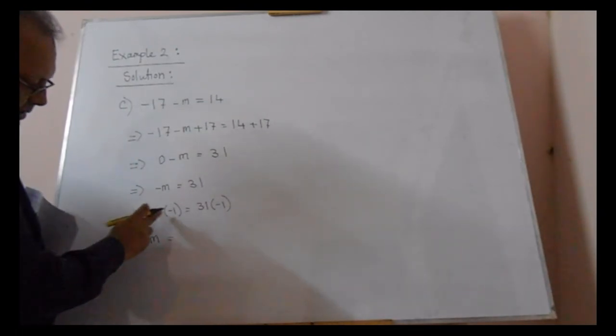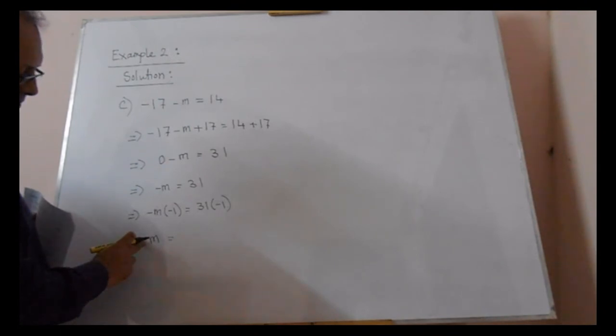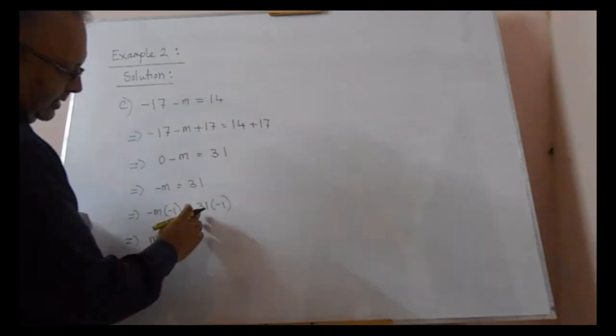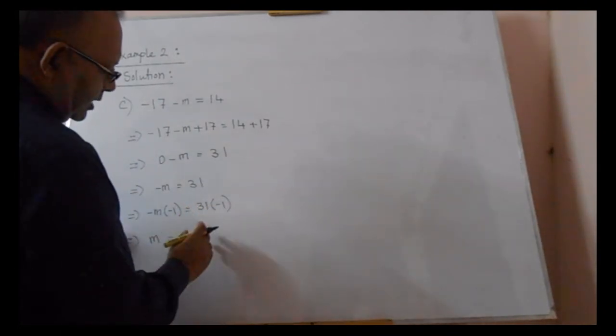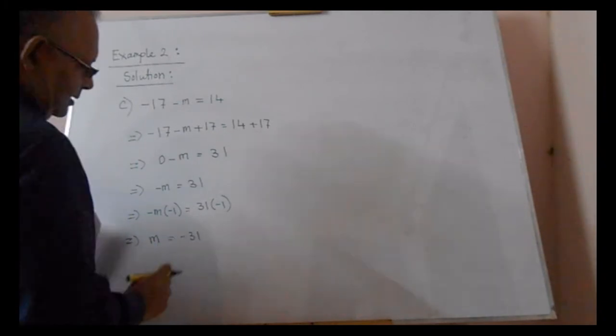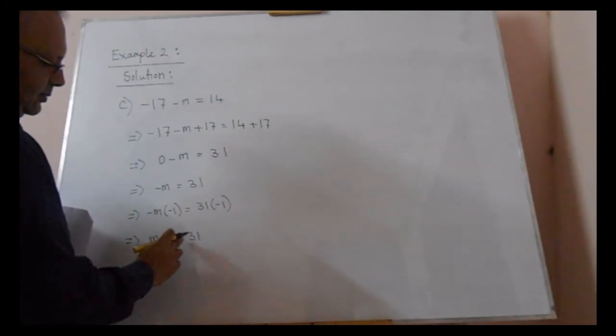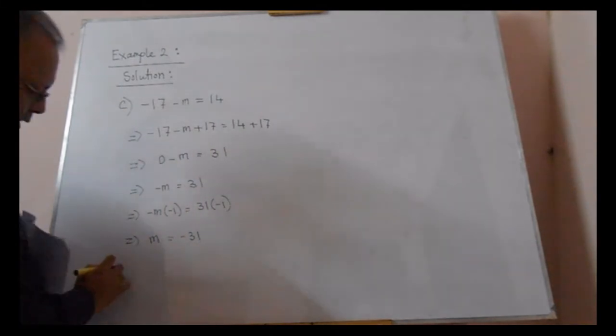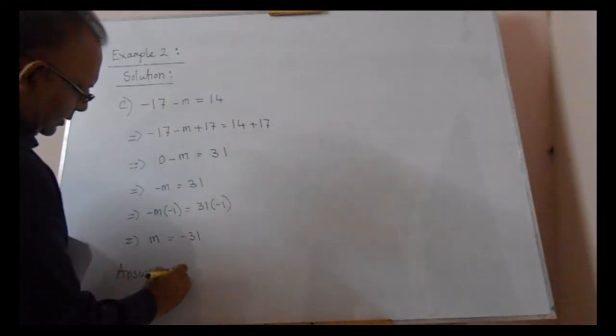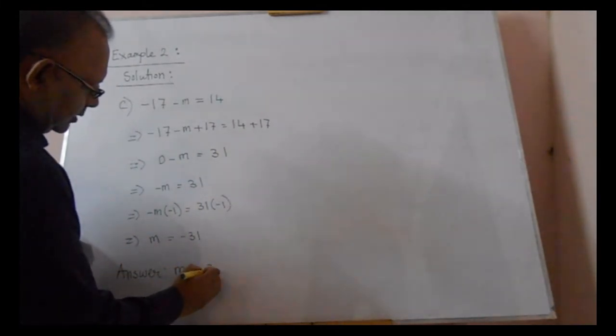Since we have negative here, the sign of this variable m is positive. Here 31 into negative 1 equals negative 31. Since we have plus here and negative here, we get a negative sign here. So our answer is m equals negative 31.